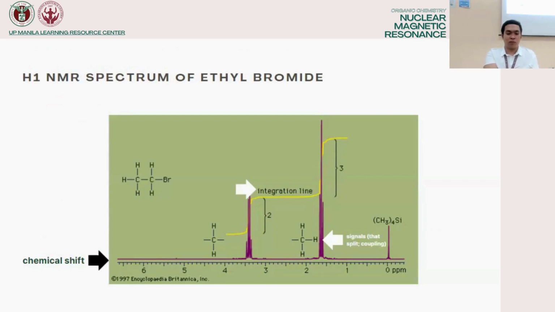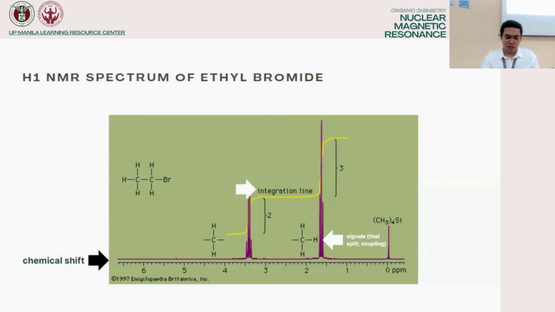So let's see the NMR spectrum of ethyl bromide. Anong formula ni ethyl bromide? Or ano ang different name ni ethyl bromide? Kasi andito na yung formula. C2H5Br. Guys, andyan na nga eh. This is bromoethane. Okay?